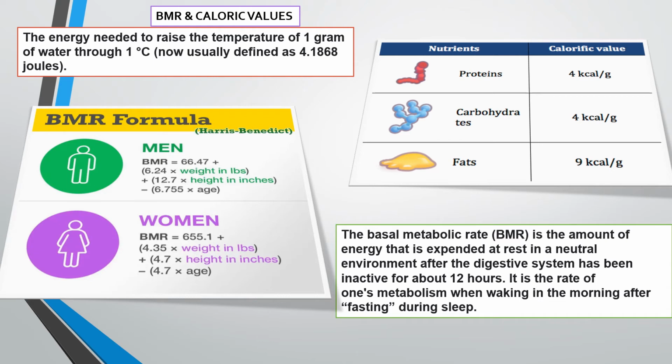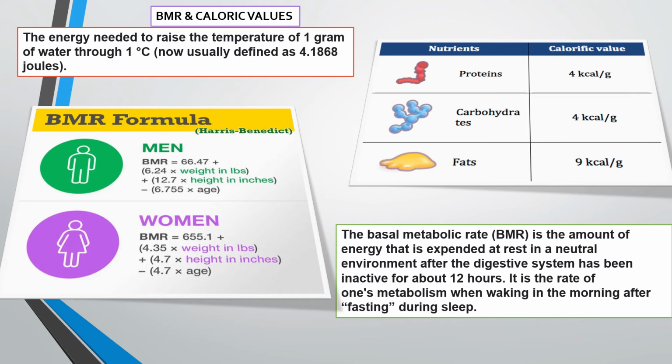Next topic is BMR and caloric values. The energy needed to raise the temperature of 1 gram of water through 1 degree Celsius, now usually defined as 4.1868 joules, is called a calorie. Now the calorific value or caloric value of carbohydrates, proteins and fats is described in the diagram.